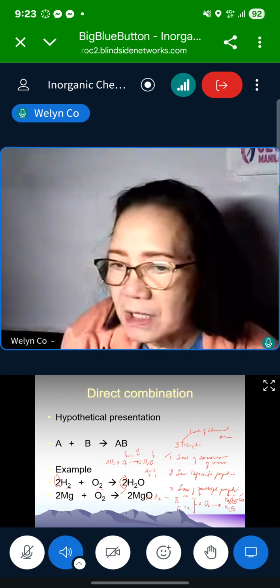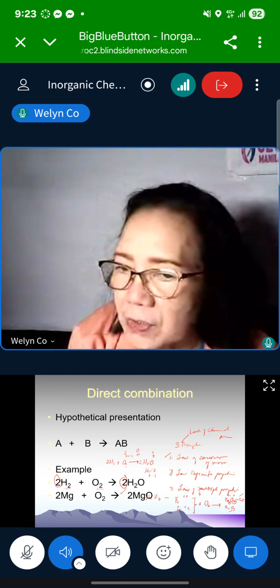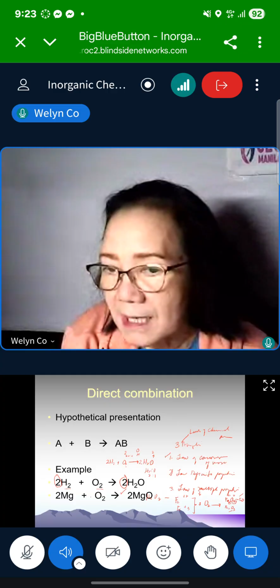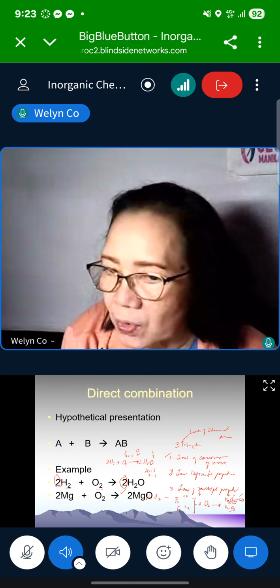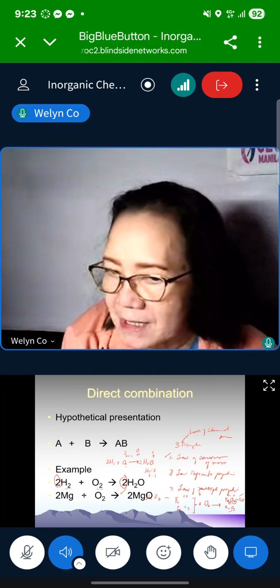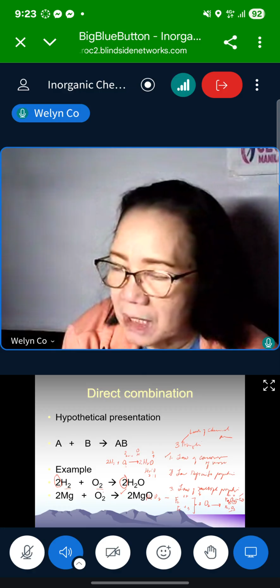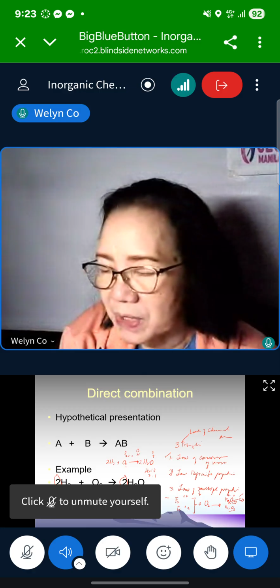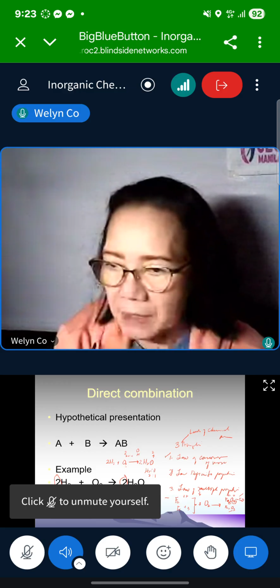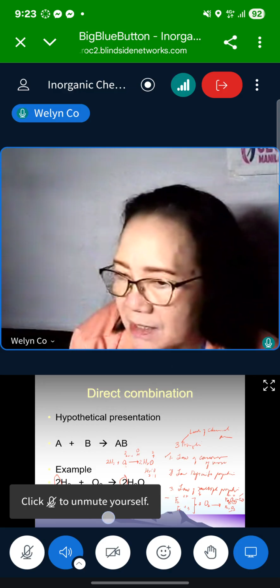Okay? With your magnesium ribbon, ito yung ating magnesium ribbon na light, na hit mo or na ignite mo, plus the oxygen present in the surroundings, which is why it ignited, to form now the product of magnesium oxide.